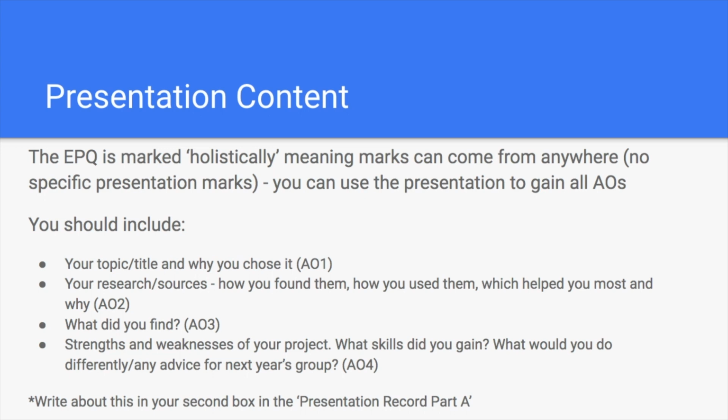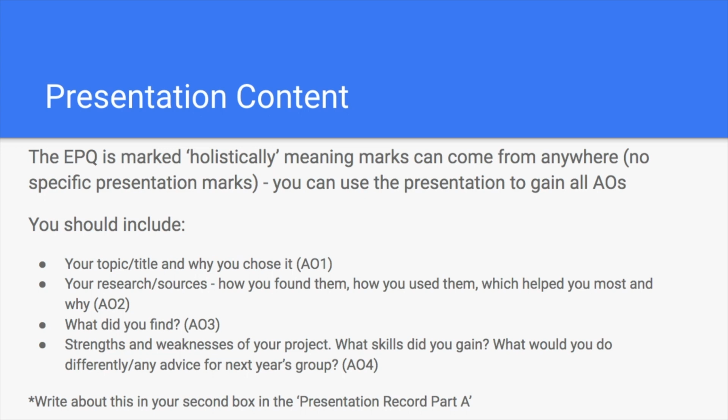Almost the second half of it is the EPQ process itself. So you'd be talking about maybe deadlines and your planning and what you found easy and what you didn't, any skills that you gained from doing an EPQ that you may not have had before. Is this the first time you ever had to reference, for example? What you'll do differently next time, reflecting back on what went well and what didn't. Any advice to people doing it in the future. So there's almost the two halves to the presentation as I see it.